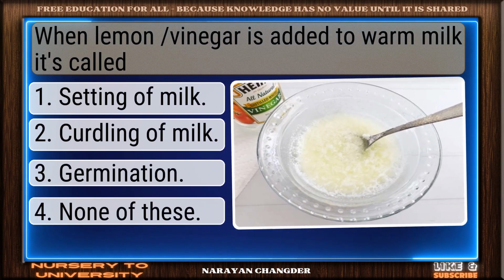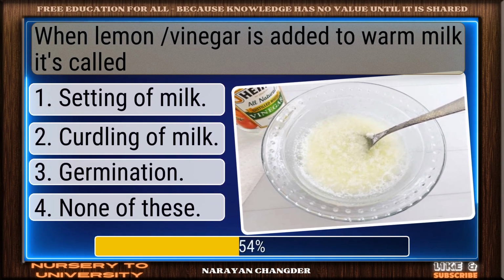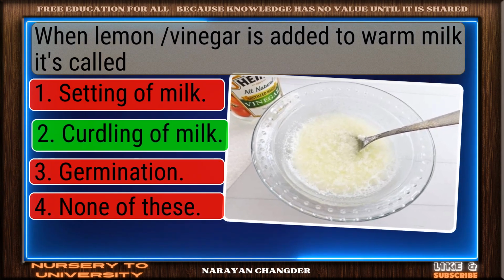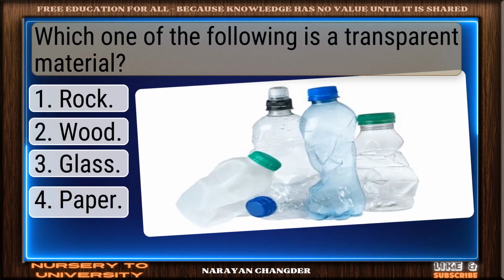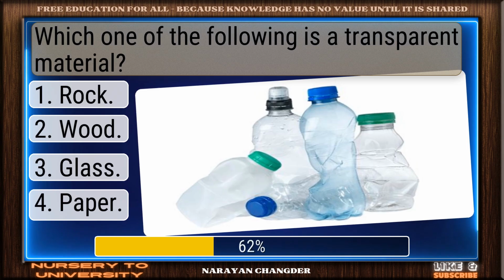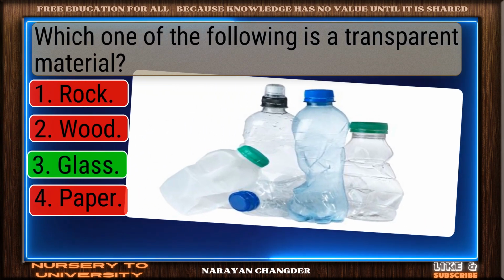When lemon vinegar is added to warm milk, it's called. Nice work. You chose curdling of milk, and it is correct. Which one of the following is a transparent material? You got it. Your choice glass is right.